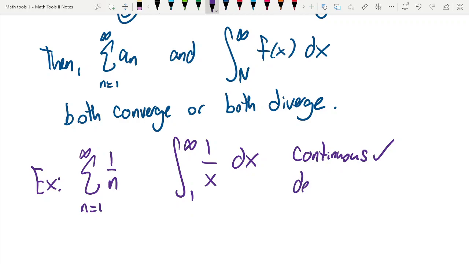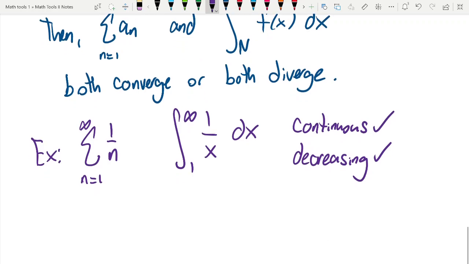It is decreasing. If you really want to show this is decreasing, you technically would need to show it with the derivative. The derivative of 1 over x is negative 1 over x squared. And this is going to be decreasing for any positive number, right? It's going to be negative for any positive number. It's actually going to be negative for any number.